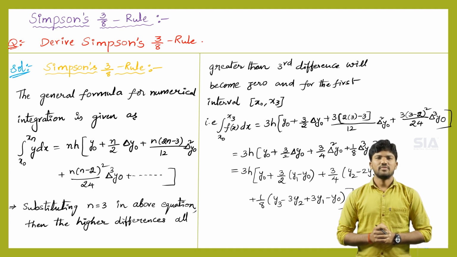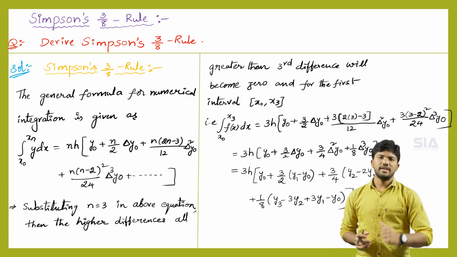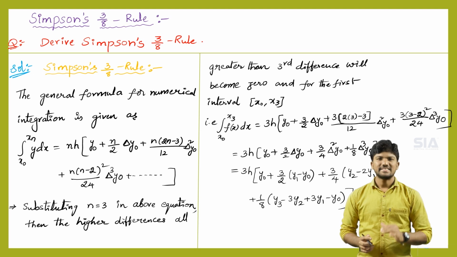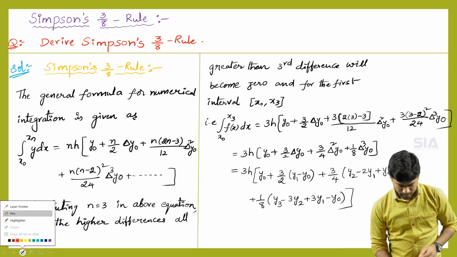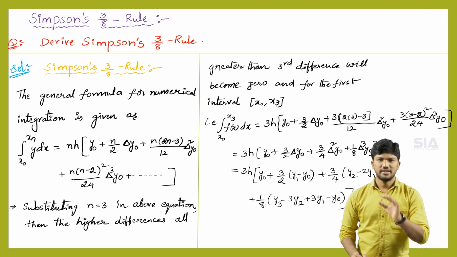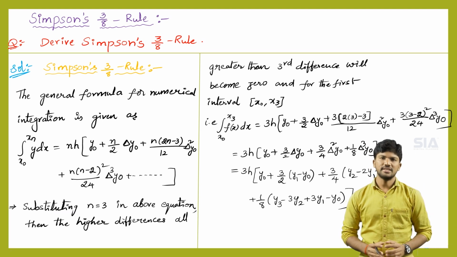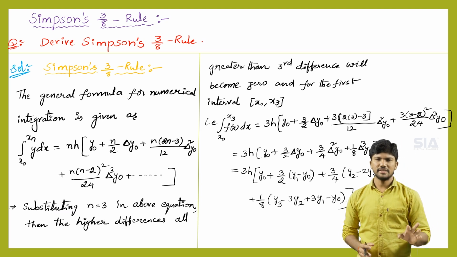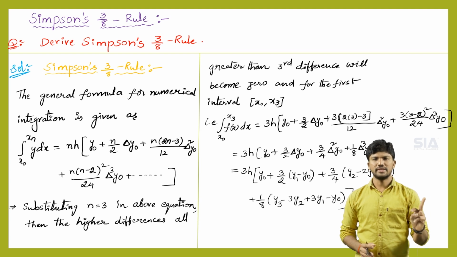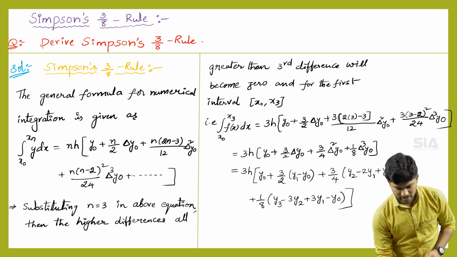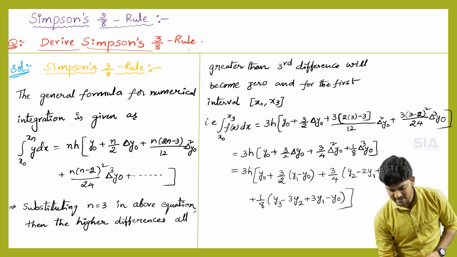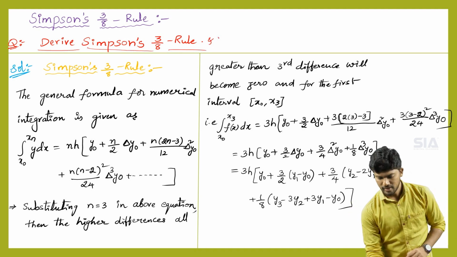In this lecture, we are going to discuss another important method, that is Simpson's 3 by 8 rule. In numerical differentiation, this one is the third method, Simpson's 3 by 8 rule. Based on Simpson's method, we have two rules, Simpson's 1 by 3 rule and Simpson's 3 by 8 rule. So see the question first of all: derive Simpson's 3 by 8 rule and write its error term.